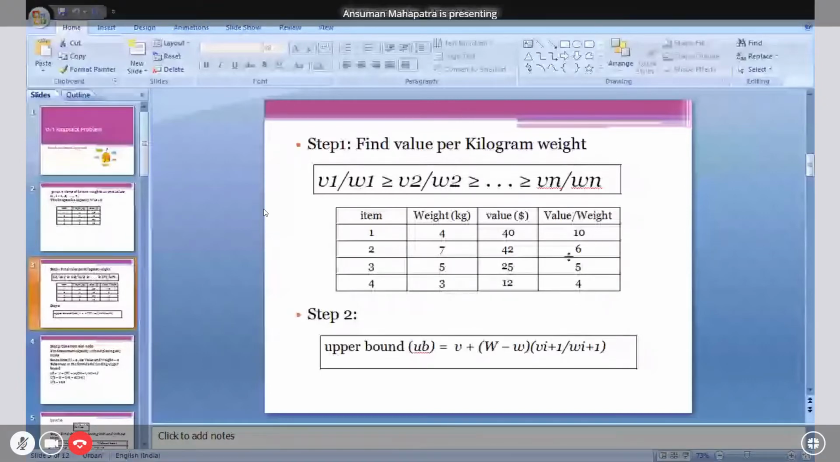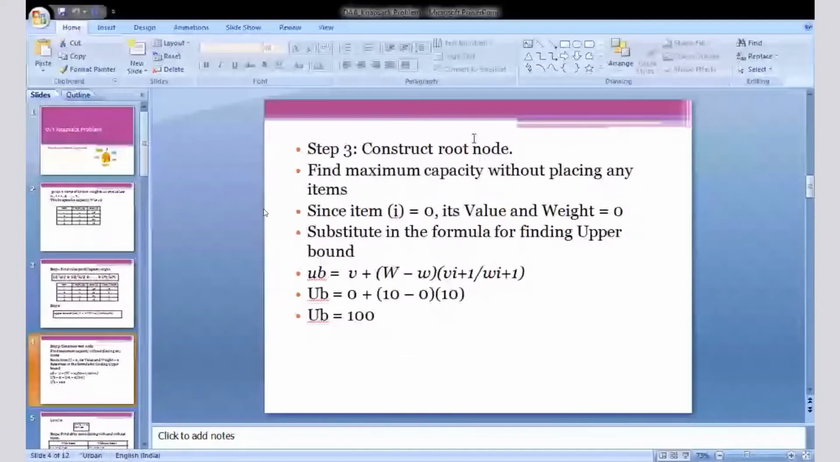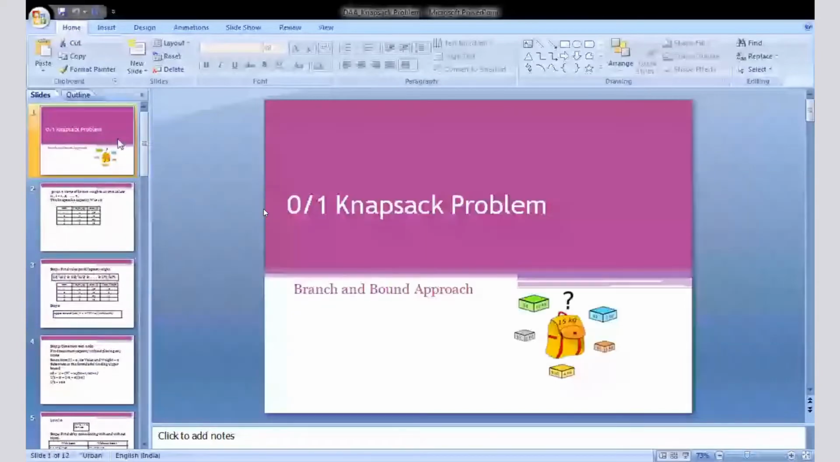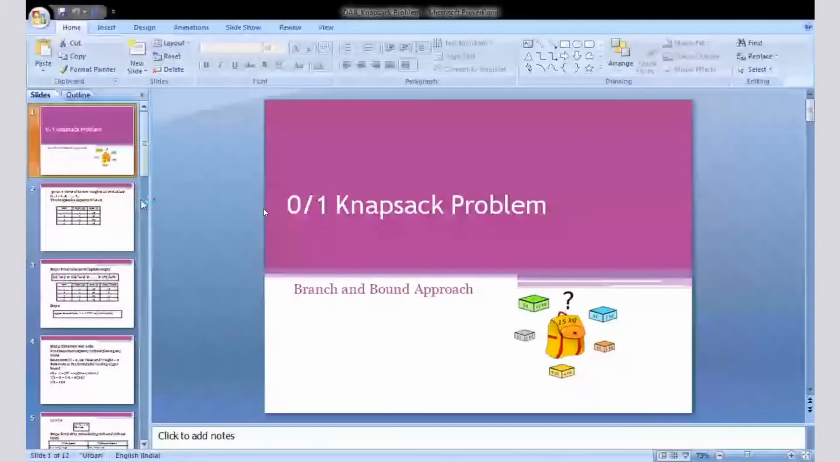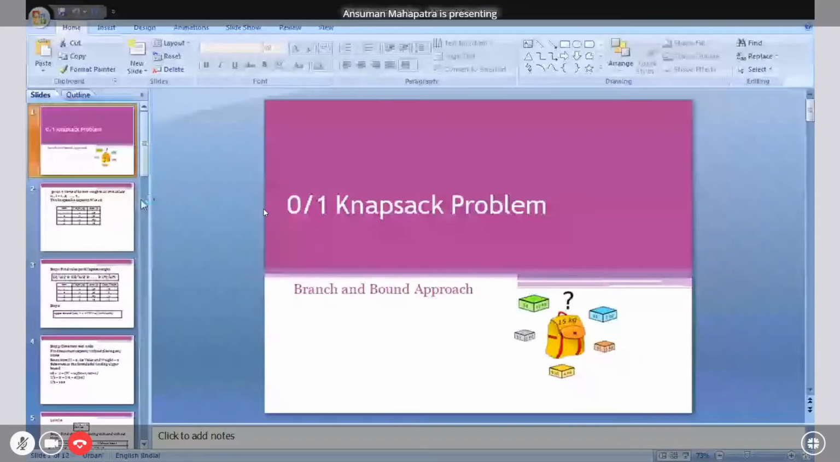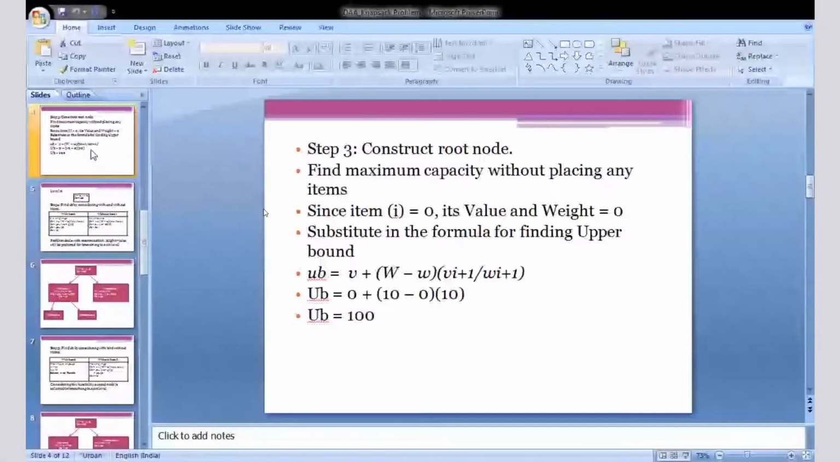In step 3, you have to construct a root node. So at the very beginning, you have to find the capacity of this entire bag, without placing any item. At the very beginning, see here, this bag, I am not going to place any item in this bag. So that's what is given here. Since the item is 0, we are not going to place any item. So obviously its weight and value are 0. If you substitute in this formula, you will get its upper bound value as 100.